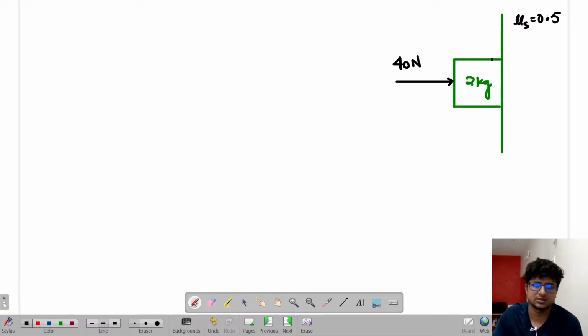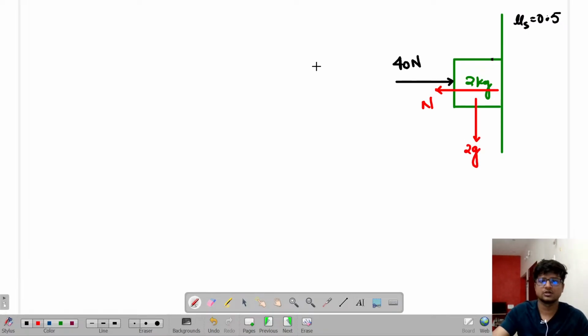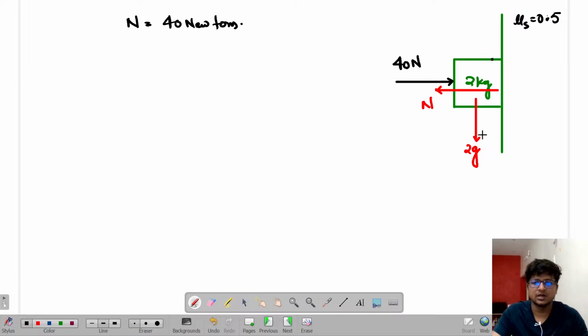Let me just draw it first, understand this question. See, I applied 40 newton, correct? So there will be some reaction, which is some normal N, and its weight will be how much? 2g, correct. So look over here, the normal of this is going to be how much? 40 newtons, correct. Now this is 2g.